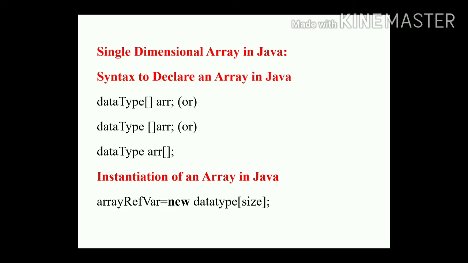A single-dimensional array is declared with the syntax: data type, then array name, with any number of array elements. It can be declared as data type followed by brackets and array name, or data type, array name, followed by brackets. Here are three examples. In any of these ways we can declare an array in Java.